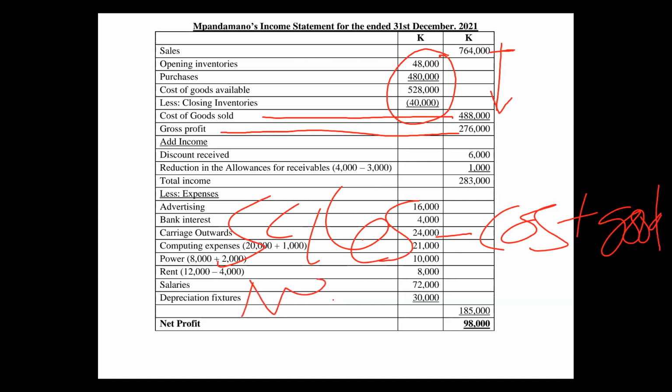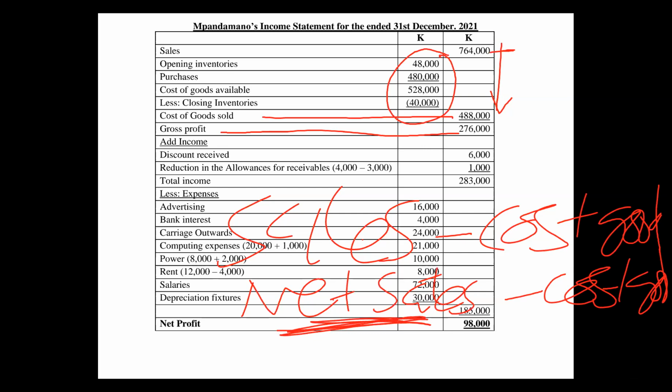Or net sales minus cost of goods. It's the same. Why net sales? Net sales comes in when you have the sales return, or returns inward. That's when you have the net sales. But if you don't have them, just use sales. Is that clear?